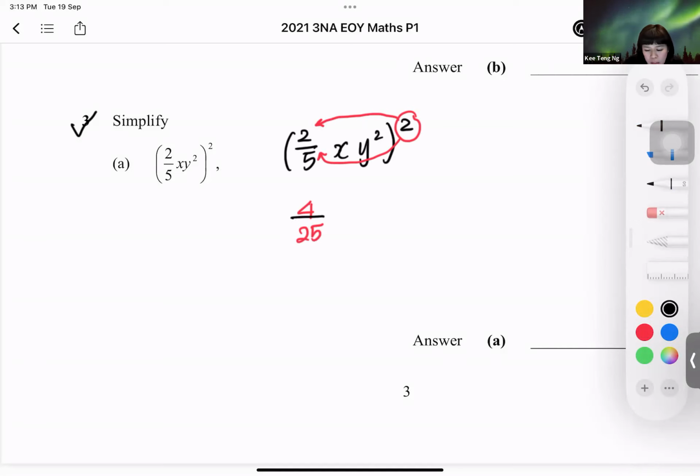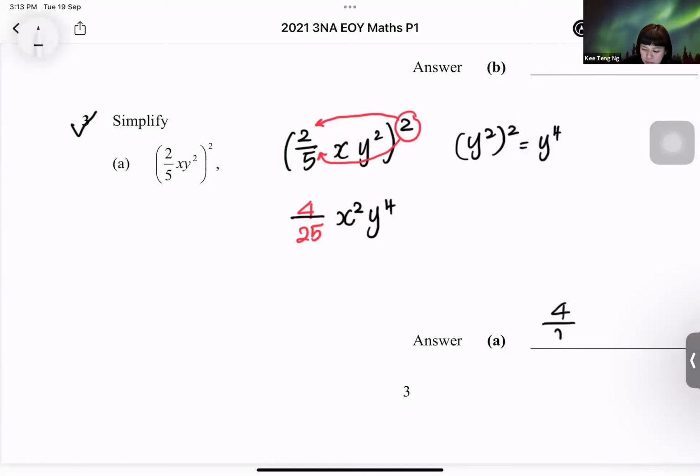Then x squared will become x squared. Y squared, whole thing squared: when you have these two, the brackets over here, the powers multiply. So it's y to the power of 4. So this will be your final answer. Have you gotten the concept?